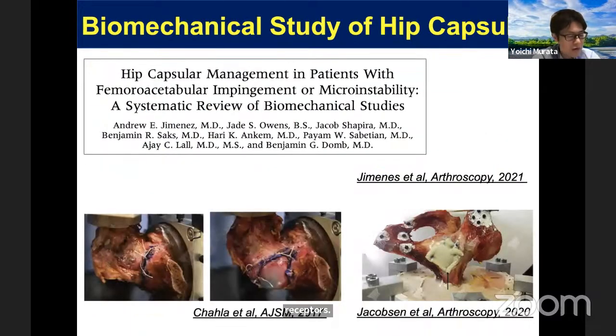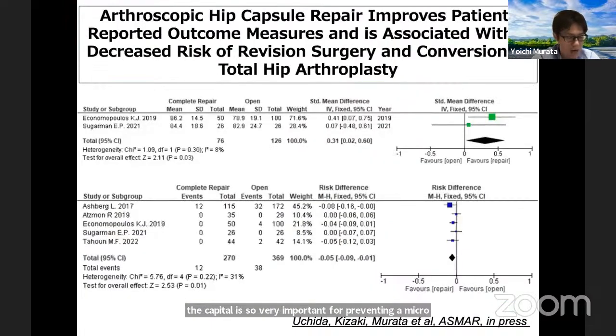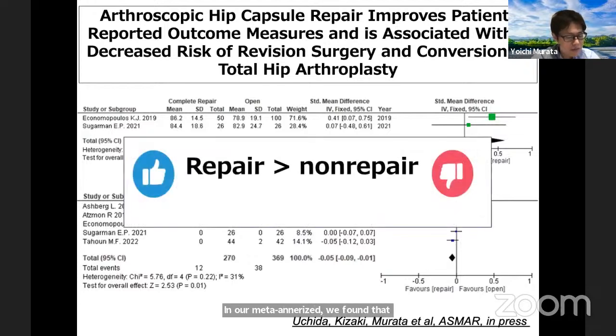A systematic review summarizing biomechanical studies on the hip joint capsule has concluded that addressing the capsule is very important for preventing microinstability. In our meta-analysis, we found that repairing the hip joint capsule led to improved patient-reported outcome measures and a lower conversion rate to total hip arthroplasty.